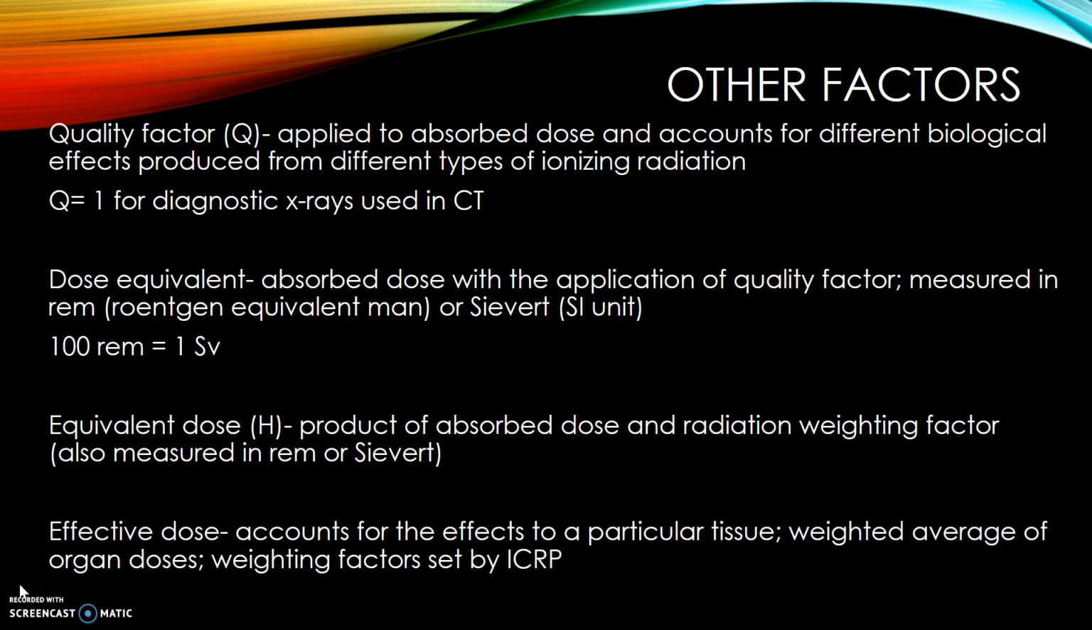Equivalent dose, also known as H, is the product of the absorbed dose and the radiation weighting factor, also measured in rem or sieverts. The effective dose accounts for the effects to a particular tissue with a weighted average of the organ doses, and the weighting factors are set by the ICRP.